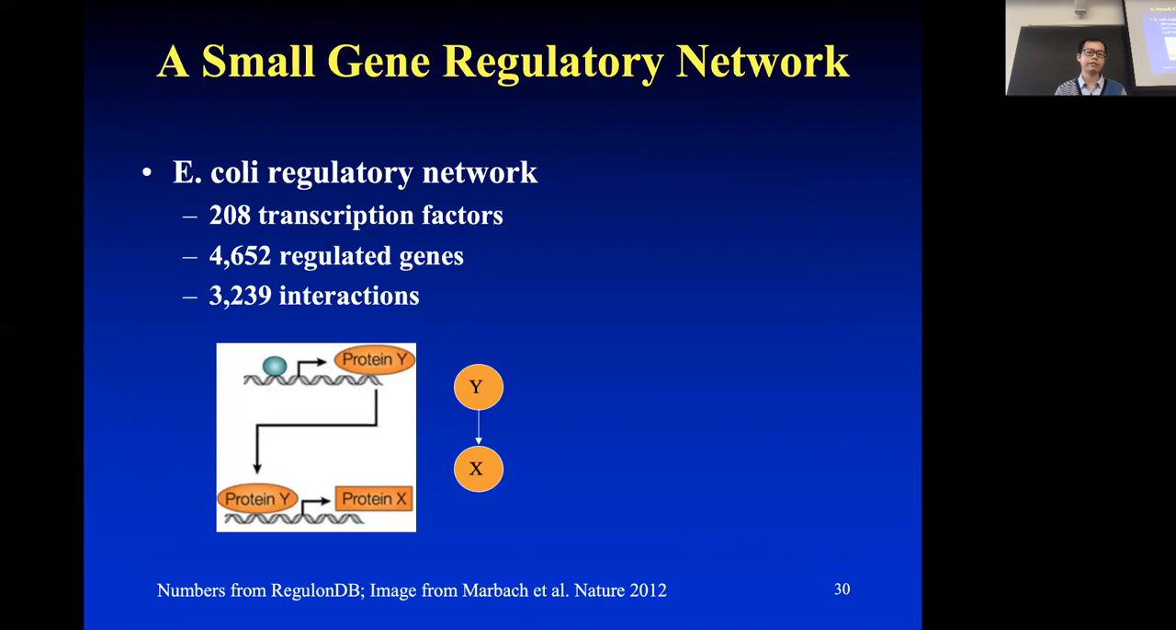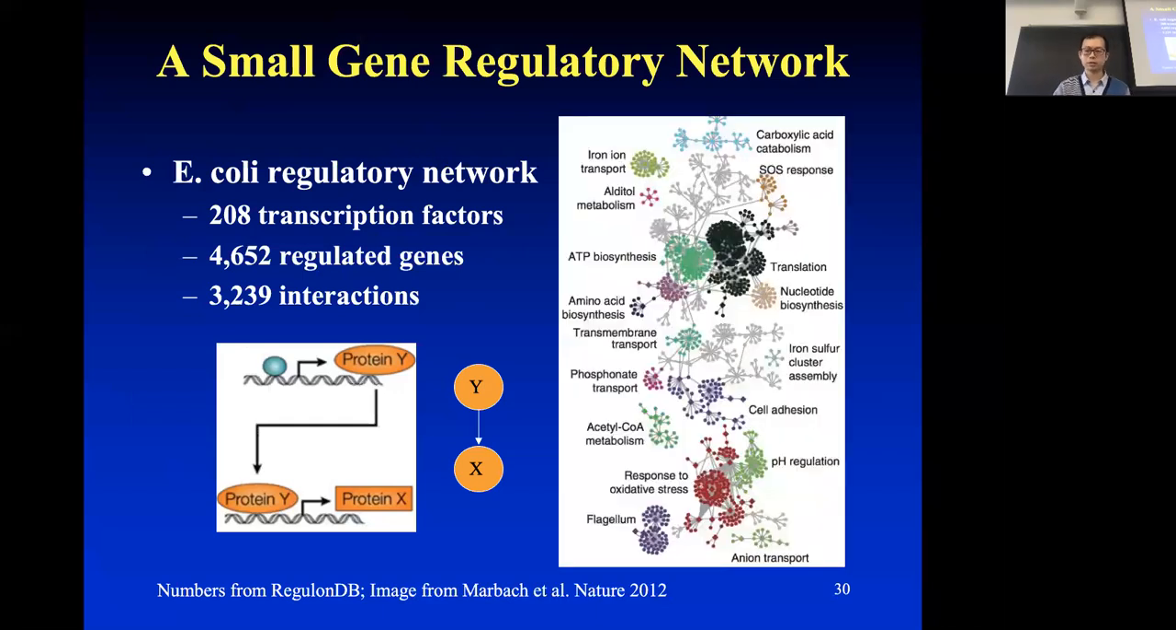So I first give you a simple example, the network in E. coli. E. coli is a very small bacterium, with only several thousand genes. Among those several thousand genes, there are 208 transcription factors, and those transcription factors can trigger the expression of some other genes. So for this very simple network, what does it look like? It looks like this.